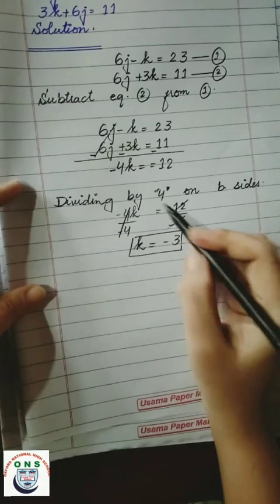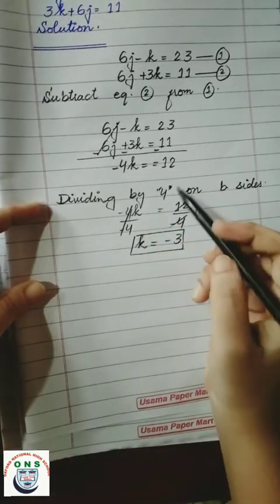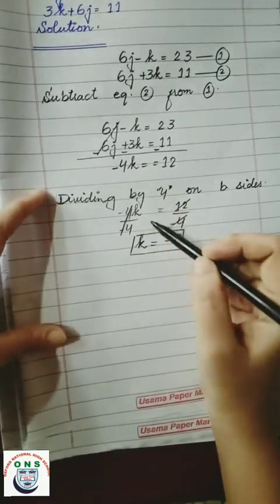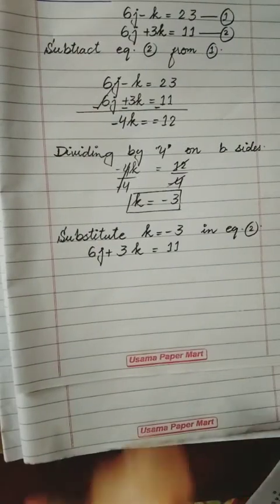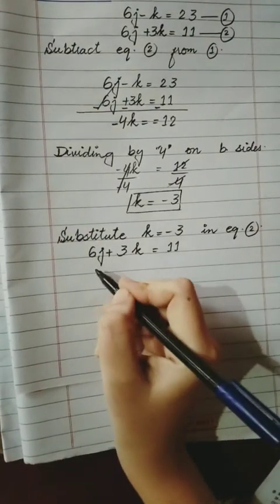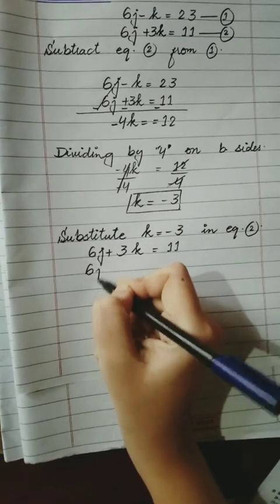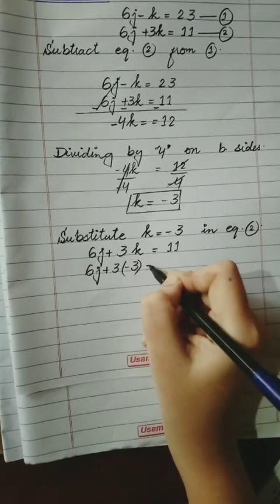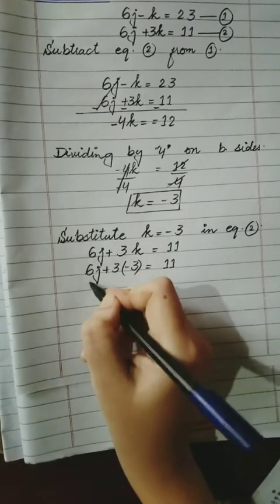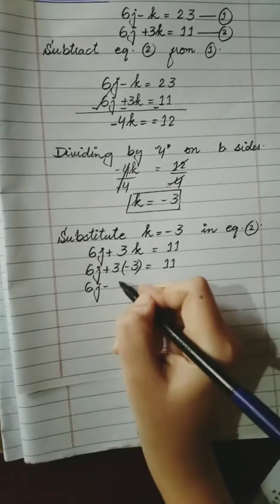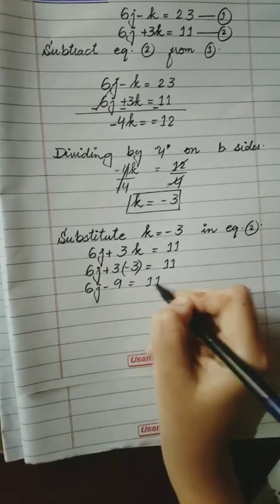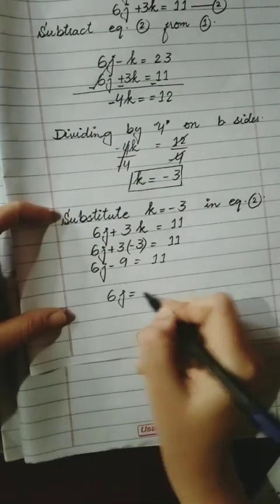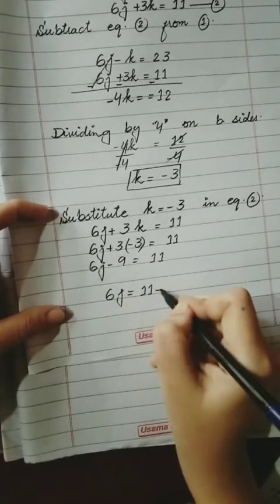We have found one variable, now the other variable is j. Now j is eliminated here and the k value is found. Now we want to find the value of j. How? Now 6j plus 3, the k value is minus 3, is equal to 11. 6j plus minus minus 9 is equal to 11, and basically we want to find the value of j, that's why it will be 11, and the constant on the other side, it will be 9.